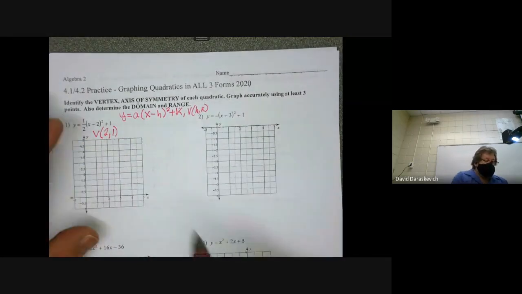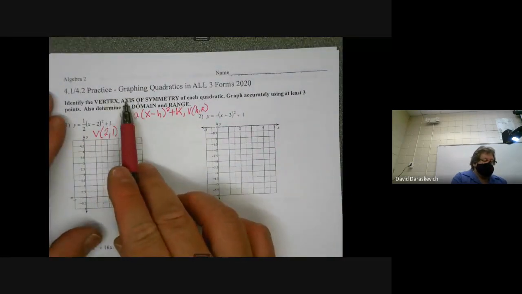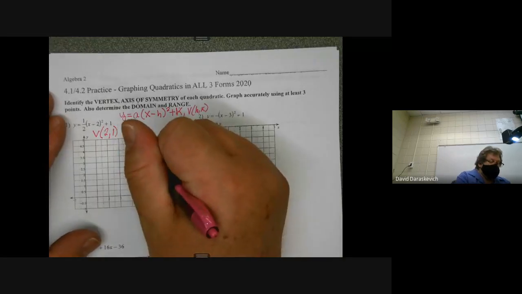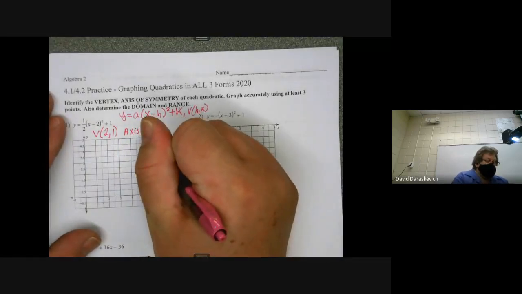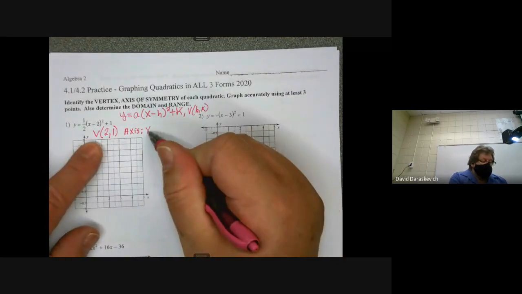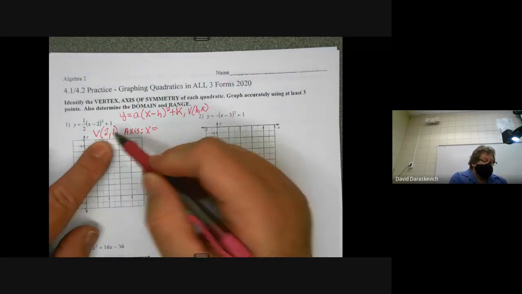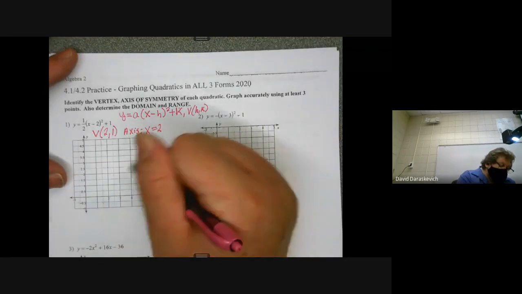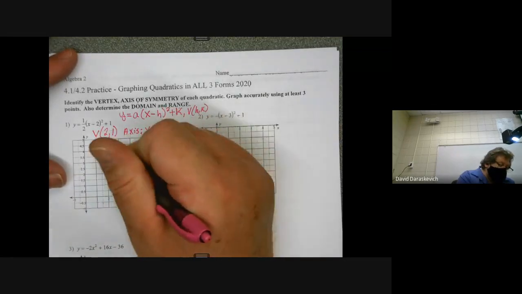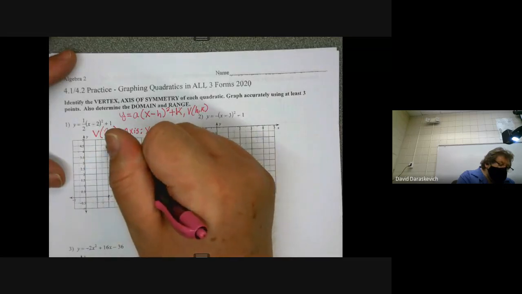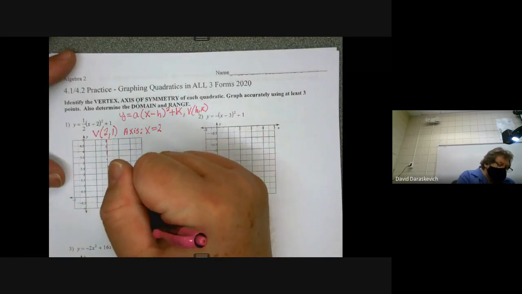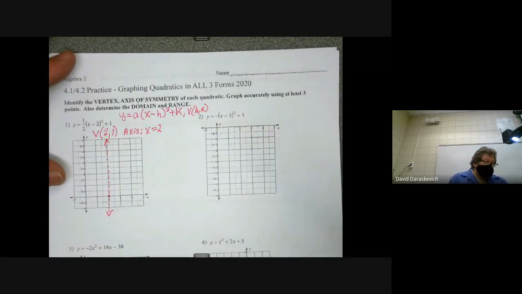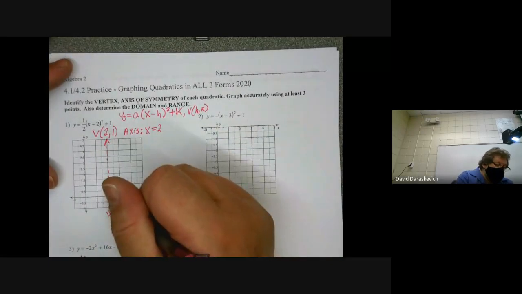Okay. They want to know the axis of symmetry. So there's my vertex. Well, it's always x equals the x value of my vertex, x equals 2. So we can draw that. x equals 2 is a vertical line. It's always a vertical line when x equals a number. So there's my axis of symmetry. My vertex is (2, 1). There's my vertex.